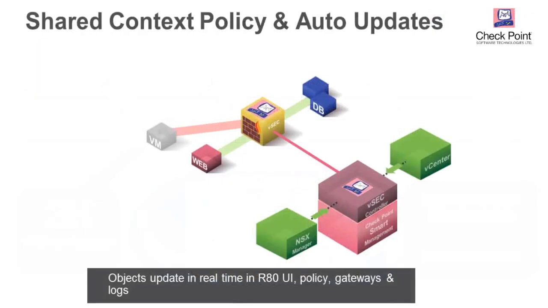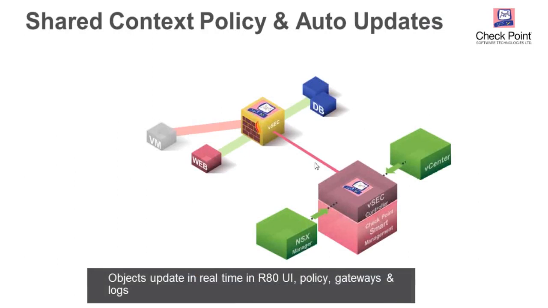Again, I like to approach things from multiple angles, so we're going to go through another example which effectively builds upon our previous example, just so that we build that picture in our mind's eye. So in the shared context policy and auto updates, here we have a web server, we have a database server, and we have a virtual machine. We have our vSEC controller, which is integrating with the NSX manager, and of course the vCenter.